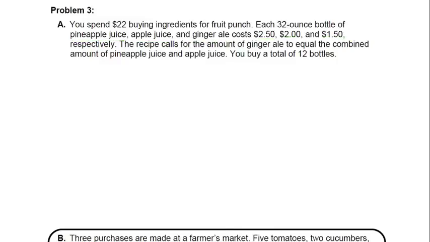Okay? The recipe calls for the amount of ginger ale to equal the combined amount of pineapple and apple, so they're comparing there. And last but not least, say you buy a total of 12 bottles. Okay, so first things first, let's define our variables. They're talking about pineapple, apple, and ginger ale. So I'll make P the number of pineapple, A the number of apple, and G the number of ginger ale.